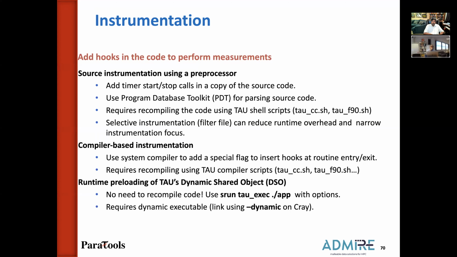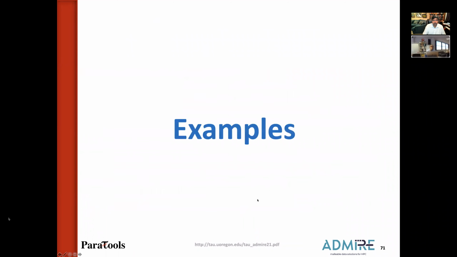We have support for source instrumentation using a preprocessor based on the Program Database Toolkit. We have shell scripts like tau_cc.sh, tau_f90.sh that can be used to recompile your code, and even a filter file that you can specify to reduce the runtime overhead and narrow the instrumentation focus. You can use compiler-based instrumentation. You can use tau_exec to launch your application with srun or mpirun with the different options.